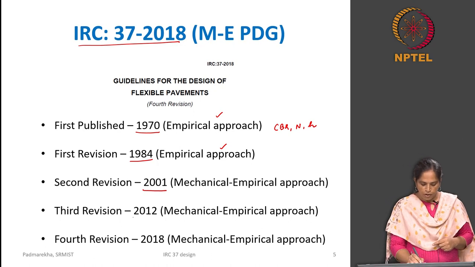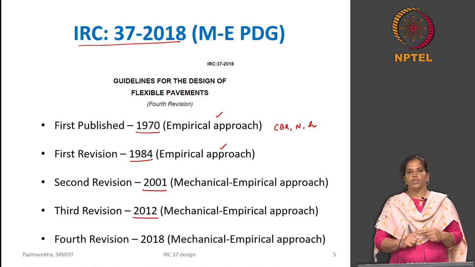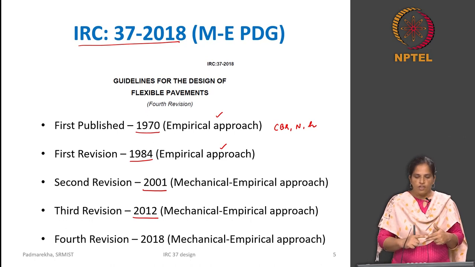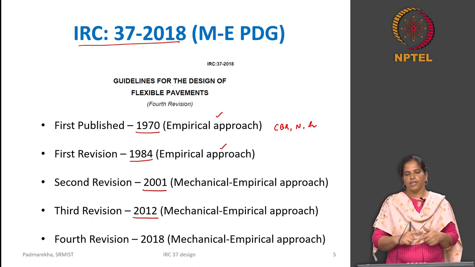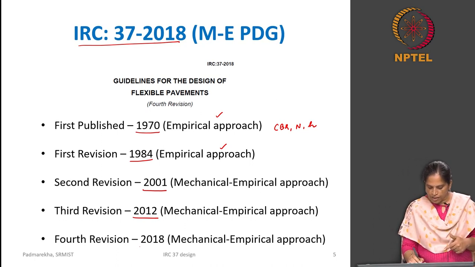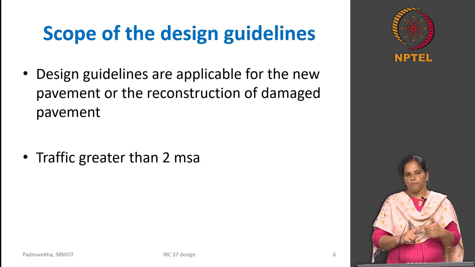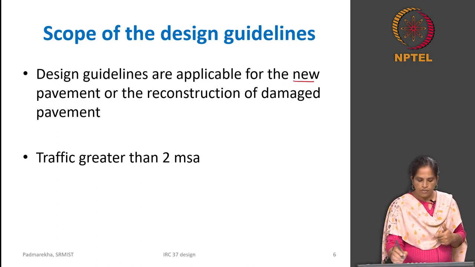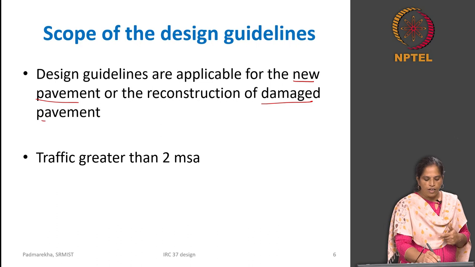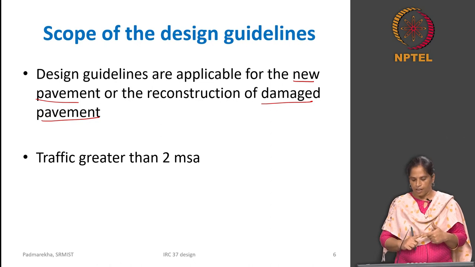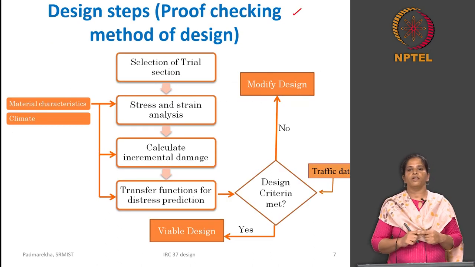In the third revision made in 2012, reliability functions were introduced in the computation of distress, and the use of new materials such as warm binder and emulsion mixes was introduced. In the fourth revision, the feedback received from academic and industrial experts was incorporated, and the current version is the fourth revision of IRC 37. These design guidelines are applicable for new pavement design as well as for the design of damaged pavement. We use these guidelines for the design of pavements where the traffic is greater than 2 million standard axle load. These are the detailed design steps involved in the design.